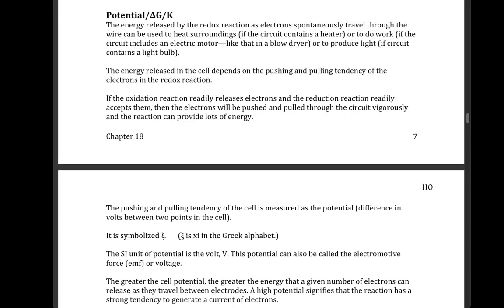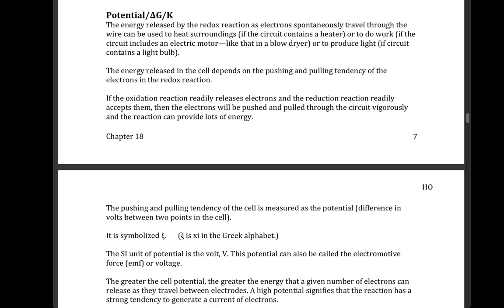All right, our next topic is potential, delta G and K, the equilibrium constant. The energy released by the redox reaction as electrons spontaneously travel through the wire can be used to heat the surroundings if the circuit contains a heater, or to do work if the circuit includes an electric motor, like that in a blow dryer, or to produce light if the circuit contains a light bulb, or do other things, whatever takes energy that electrical energy could work for.